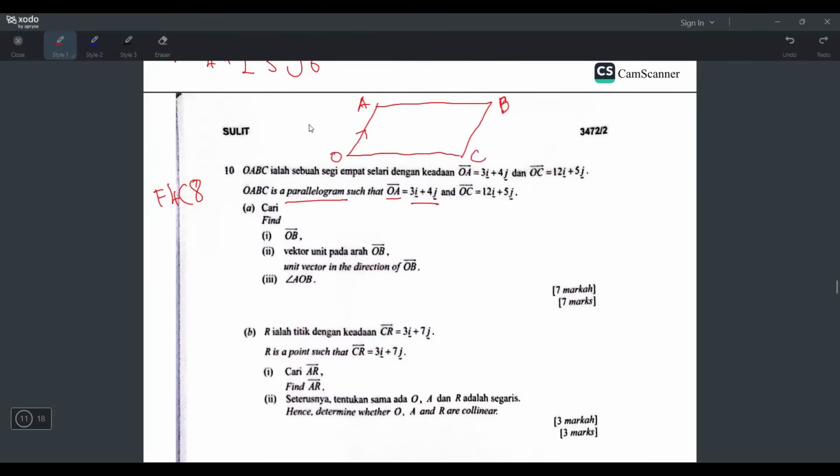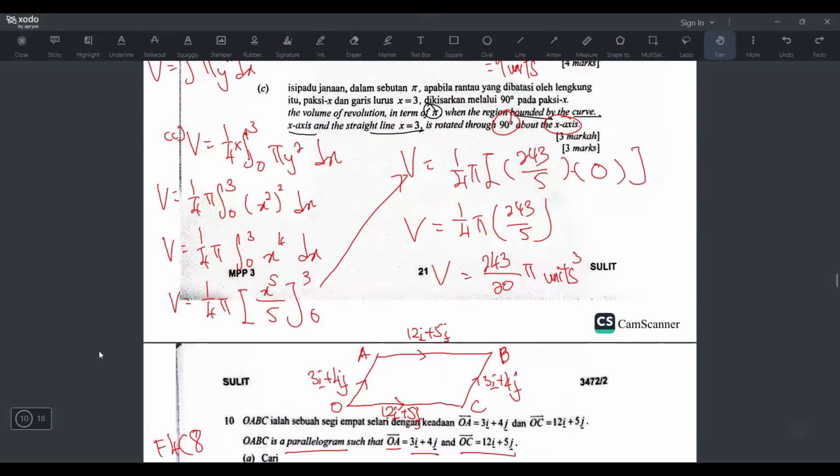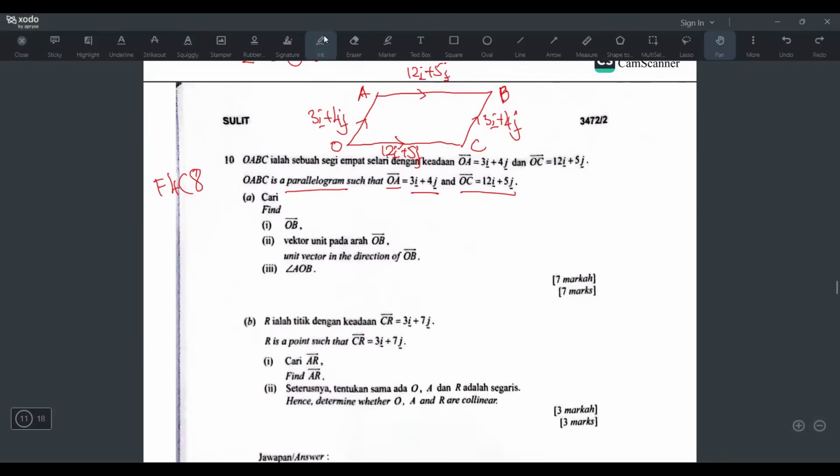So OA is like that, 3i plus 4j. But do you know your BC will be the same also? You know why? Because these two lines are parallel, and not only that, they are the same length. They have the same magnitude, and they have the same direction. That is why they have exactly the same vector, 3i plus 4j. Next one is OC, 12i plus 5j. So here, 12i plus 5j. But the top will be the same also, because they are both parallel and the same length. 12i plus 5j.